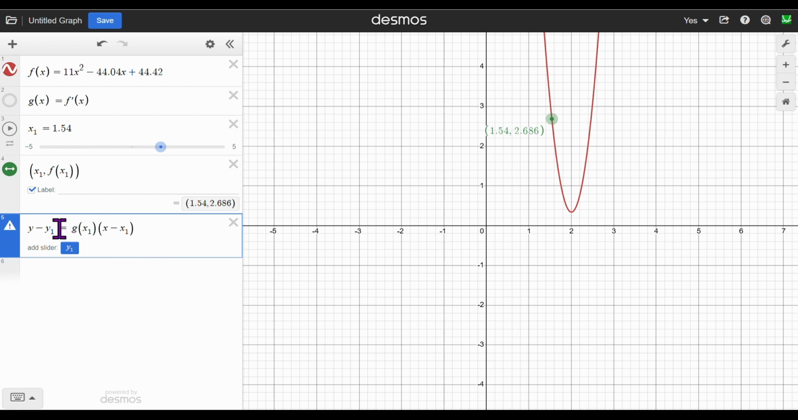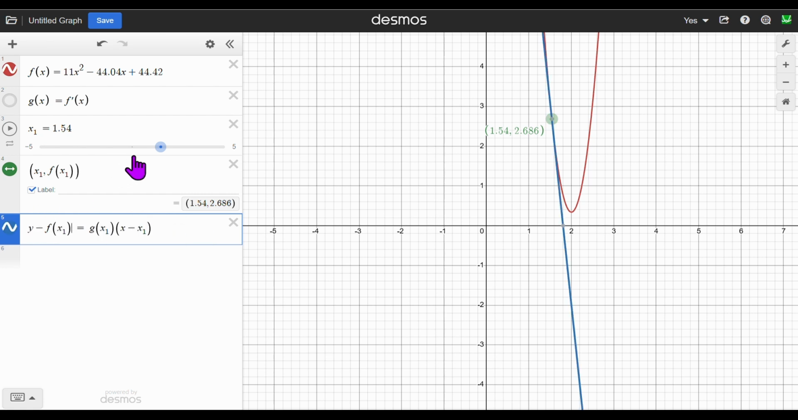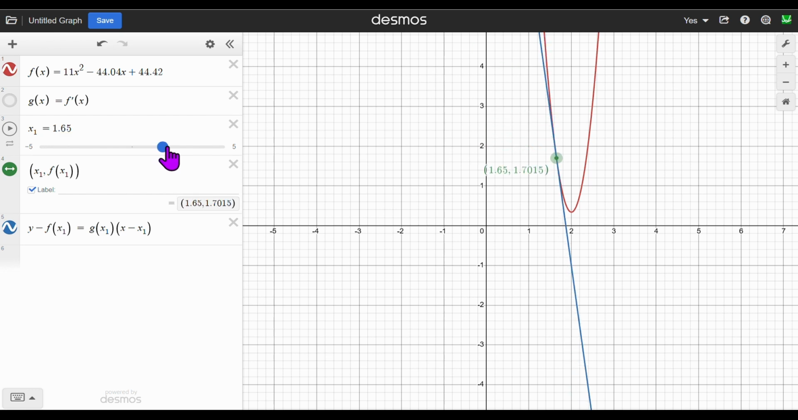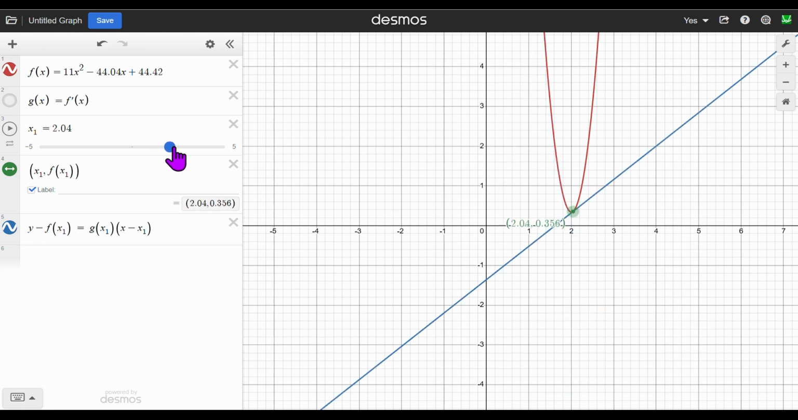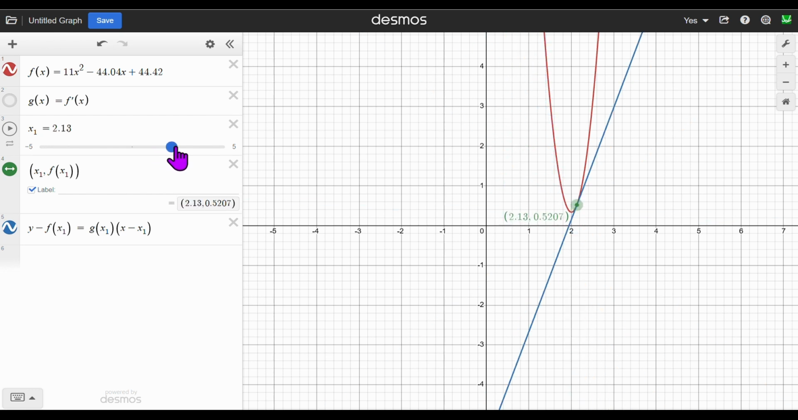And why is it complaining? Because I have not defined y1. That's where it is complaining. But what is y1? y1 is the same as f of x1. So instead of y1, I can write f of x1. So now what I have done is, at any point, I'm going to visualize the tangent of the curve at that specific point.